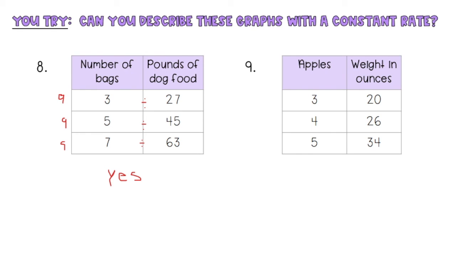Let's look at number 9. We have our apples and the weight in ounces. So right away I see that 20 can't be divided by 3, so I'm going to put an X. I see that 26 can't be divided evenly into 4, and 34 can't be divided evenly by 5. So for this graph, I'm going to say no. This is not a constant rate. I don't see a pattern. They are not divided by the same number.